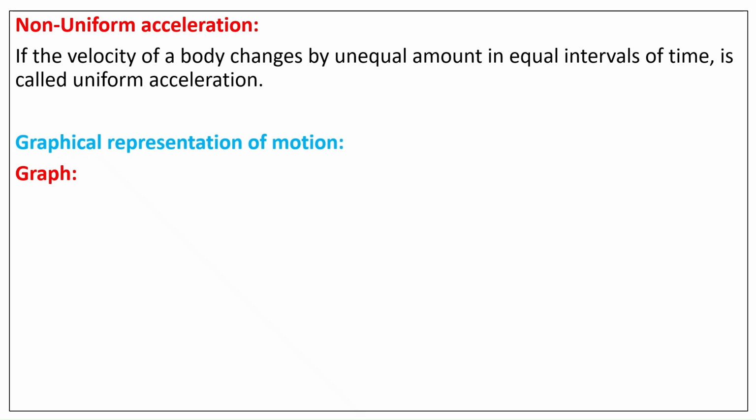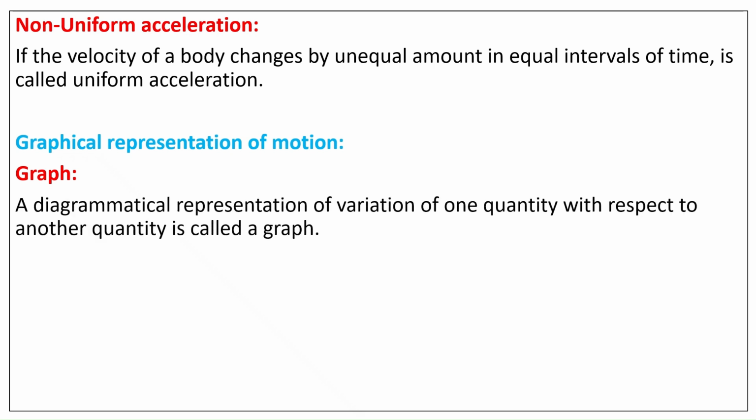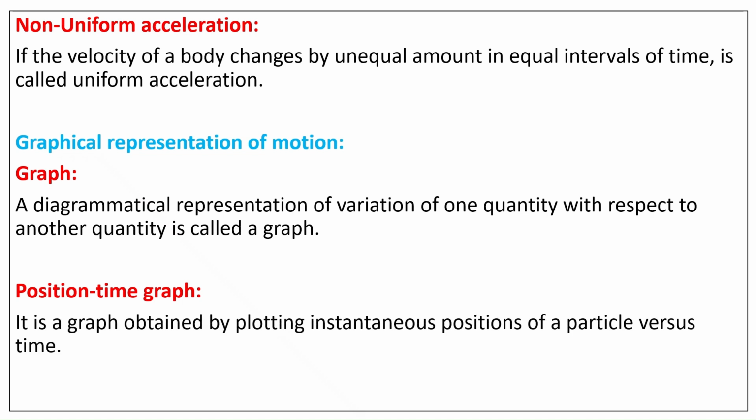Next, graphical representation of motion. Graph. A diagrammatical representation of variation of one quantity with respect to another quantity is called a graph. Next, position time graph. It is a graph obtained by plotting instantaneous positions of a particle versus time.